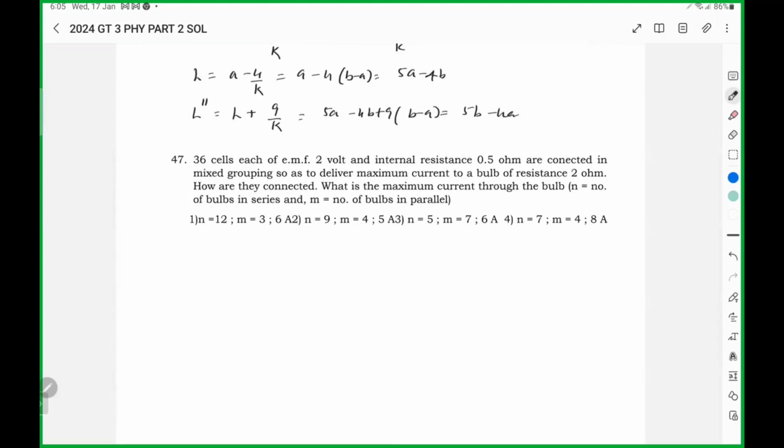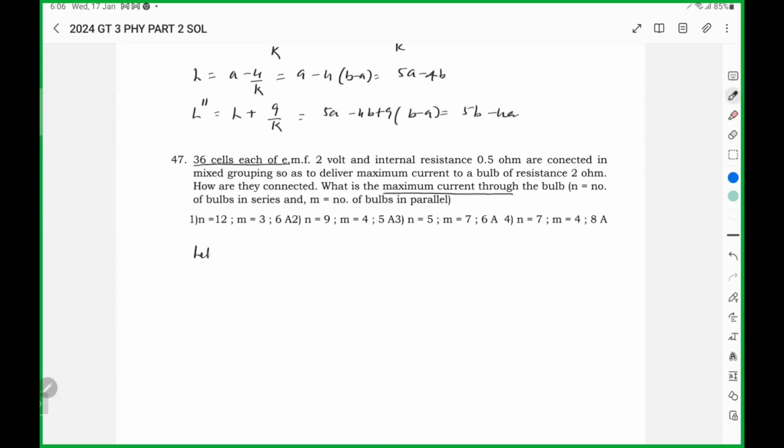Here it's very important. A total of 36 cells are there. Some of them are connected in series, some in parallel. The final intention is that the maximum current must pass through the circuit. We don't know how many rows there are, and in each row how many cells have to be connected.